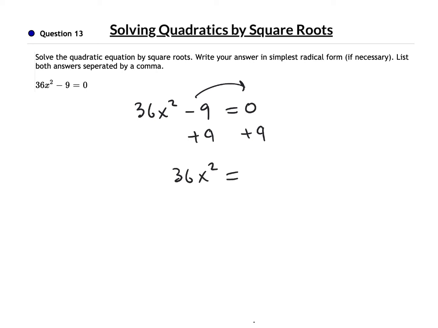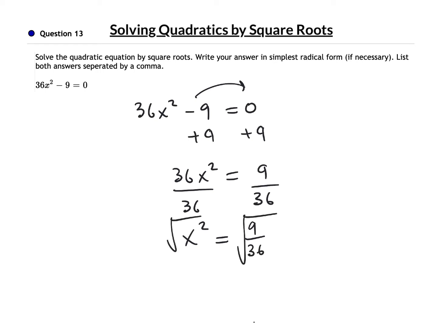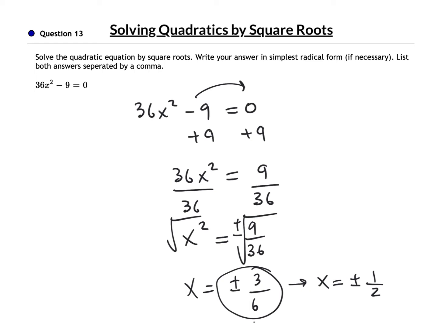36x squared equals 9. Divide by 36 to get the square by itself. x squared equals 9 over 36. This would reduce if you want, but you can also just take the square root of both sides, because the square root of 9 will be 3. Don't forget your plus or minus. And the square root of 36 will be 6. Now you have to be aware that 3 over 6 is a half. So this becomes x equals plus or minus 1/2. We'll write that in WAMAP as 1/2 and negative 1/2.